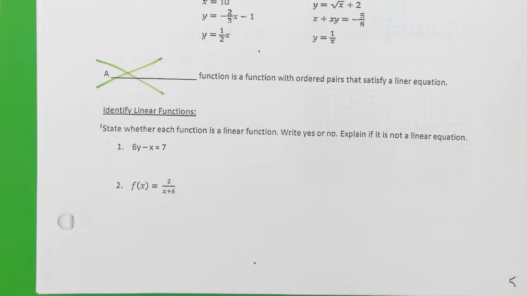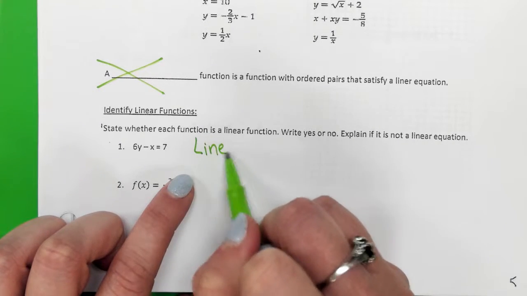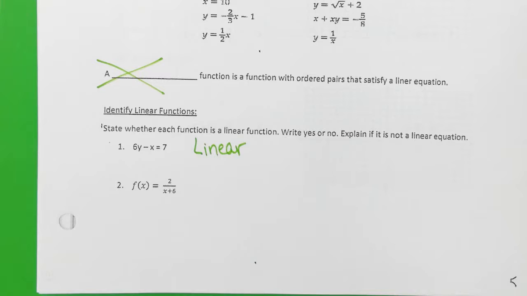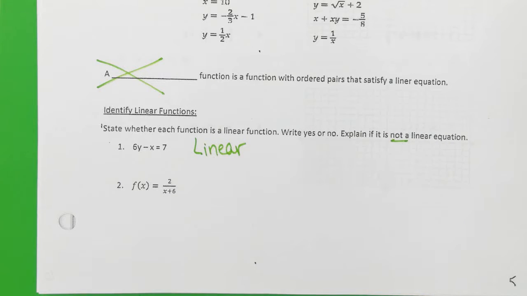Let's look at our cheat sheet. Do we have any variables multiplied together in number 1? No. Do we have any variables in the denominator? No. Do we have any exponents other than 1? No. So is this linear or not linear? This is linear. And we only have to explain if it is not linear. All right, what about number 2?